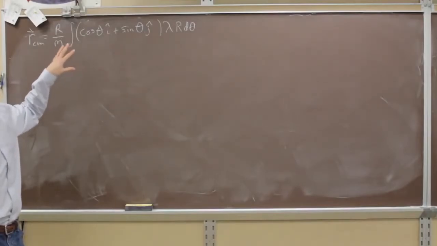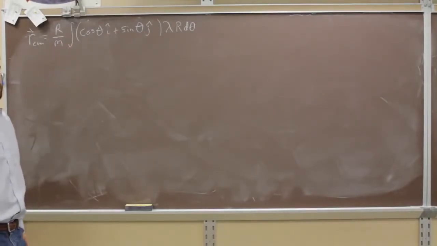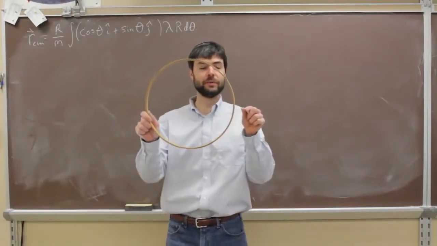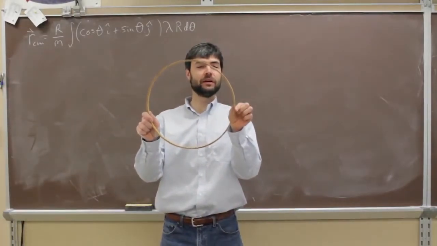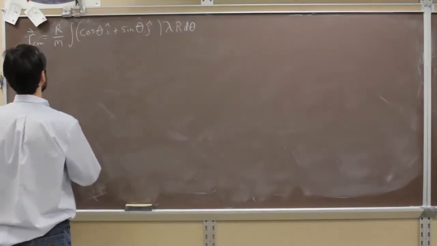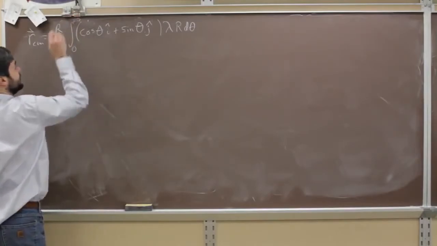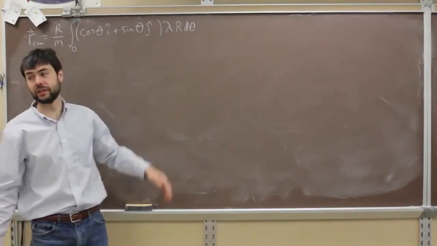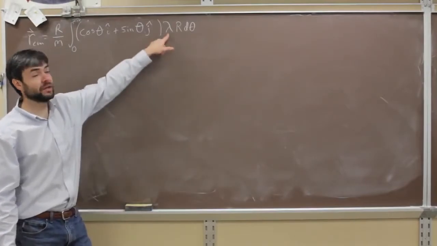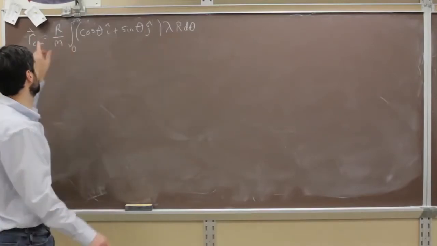What are we integrating from? From 0 to 2 pi. So we're integrating all the way around the circle. One full circle is 2 pi, so let's put in 0 to 2 pi. And what's constant stuff? Lambda, density is constant, that's not changing. What about R? R is constant, so let's bring that stuff out.